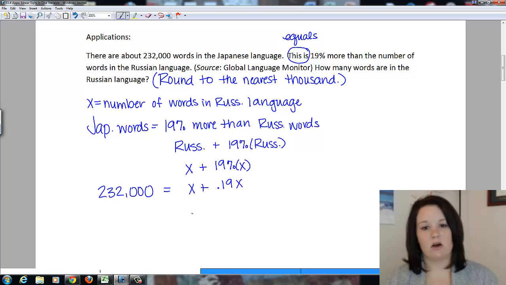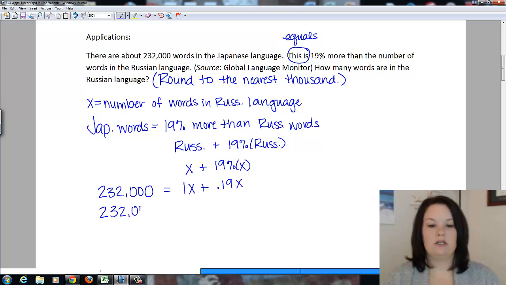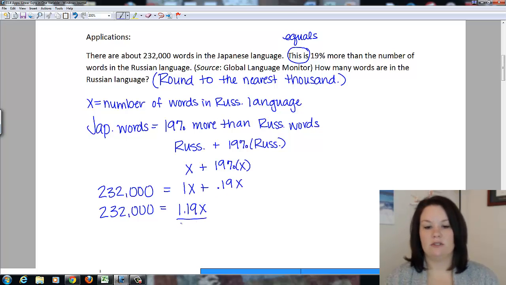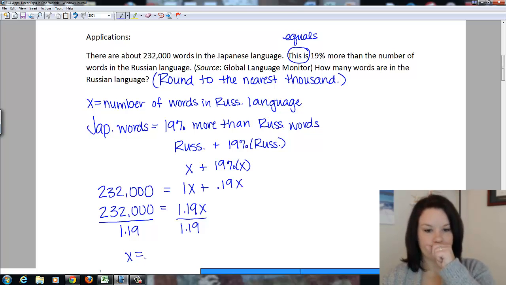Now I just have to solve. So remember, anytime you have a plain old x, the coefficient is an implied 1. So 1x plus 0.19x means that I have 232,000 is equal to 1.19x. Just combining these because they're like terms. And then I solve. All I have to do is divide off that coefficient.